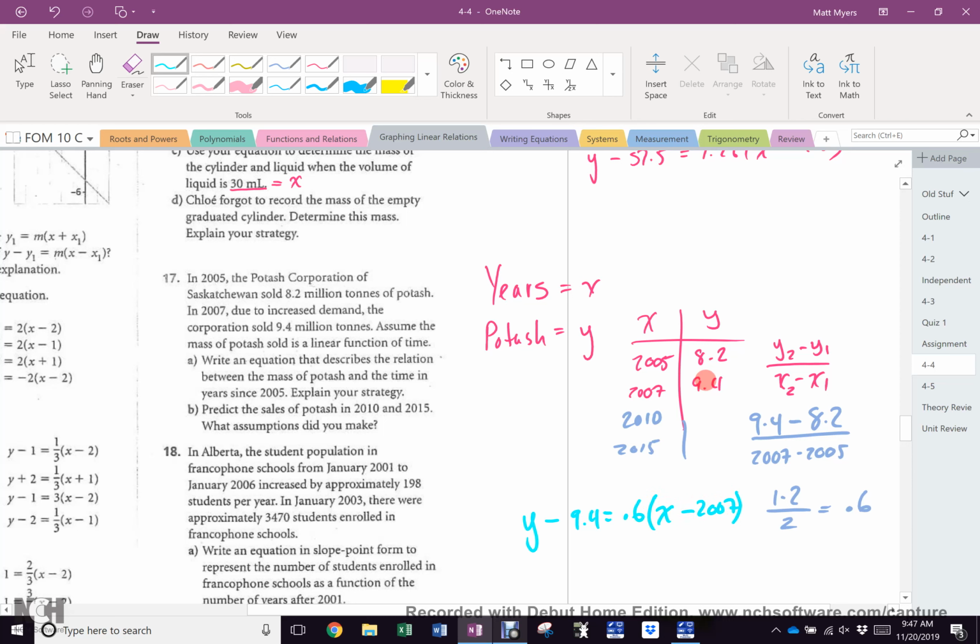Because I used 9.4. Could I use 8.2 in 2005? Of course I could. It would just be x minus 2005, wouldn't it? How will I now use one of these equations to find these two values? I'll put 2010 in for x, and then I'll find the answer.